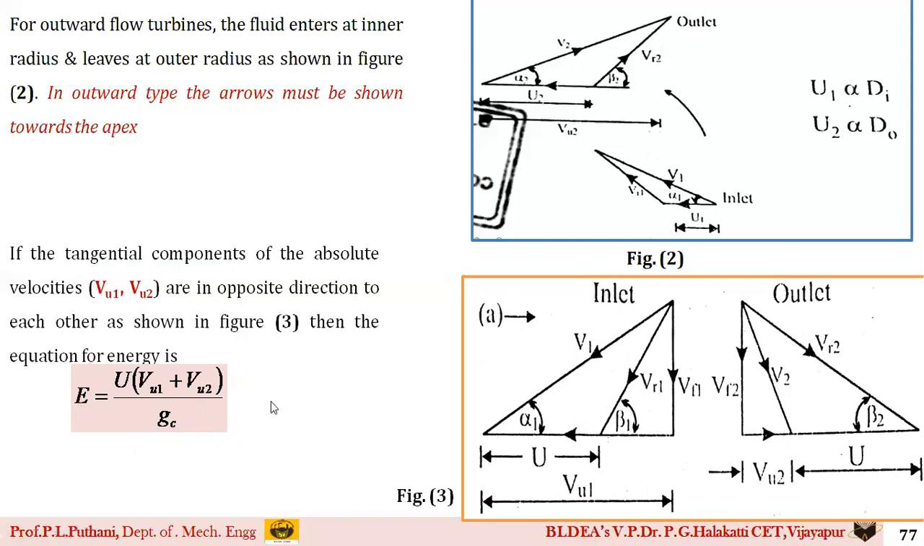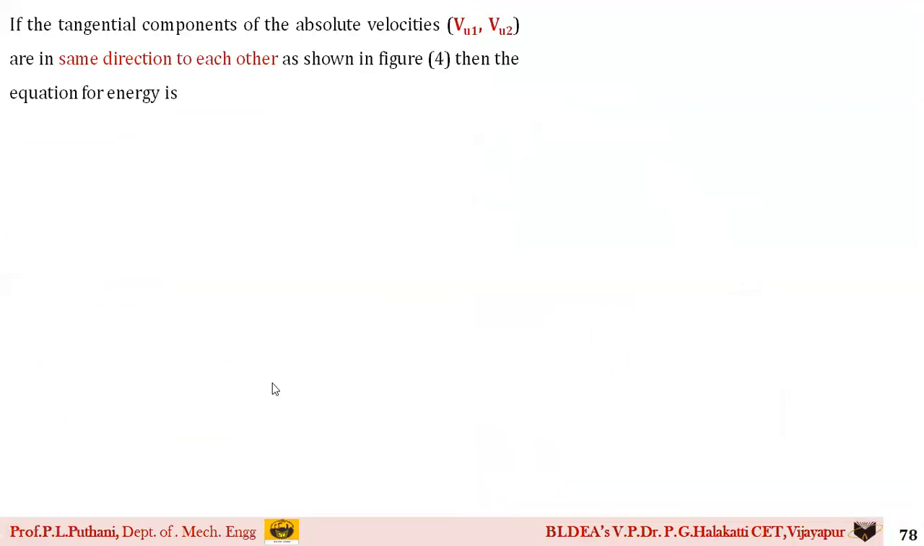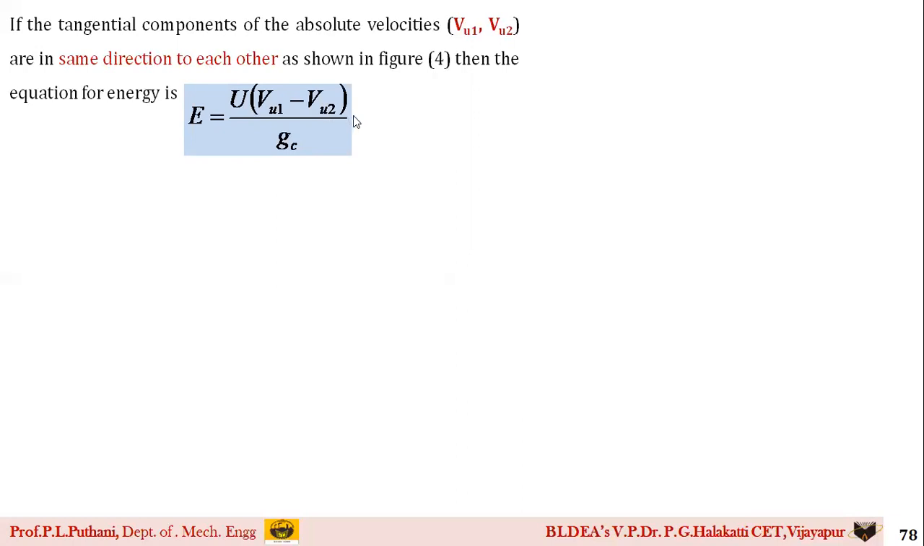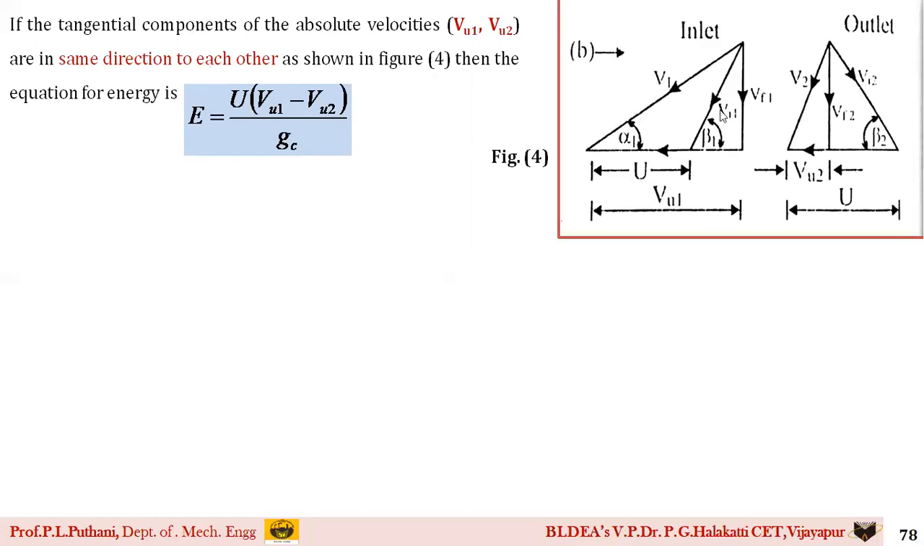Similarly, if the tangential components of the absolute velocities are in the same direction to each other, how does the equation for energy become? It becomes E equal to U, VU1 minus VU2 by GC. When they are moving in the same direction, what will the sketch be? Let us see in figure number 4. If you observe carefully, this is the sketch, this is the nature of the graph.